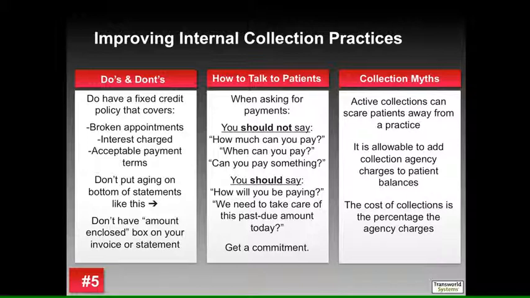These are all open-ended questions, right? We want to leave them a little bit more with our own expectations of how much they should pay. Again, if they can't, they won't, right? So we might as well give them the best possible expectation from our side to show them exactly what we think should happen. So what you should say is things like, how will you be paying? We need to take care of this past due amount today. Things like that imply that you're expecting a certain amount of payment. Because if you don't say those things, you leave it to the patient, often they're not going to get that commitment that you want.